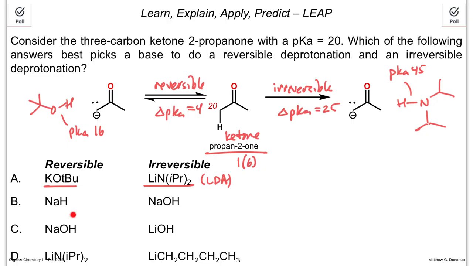So these other ones, when you compare hydrogen versus water, or LDA versus butyl lithium, D is going to be irreversible for both. C is going to be reversible. And then these, I think, are flipped around. So you have a strong base here and a weak base there. So the main thing is looking at the pK of the conjugate acid.